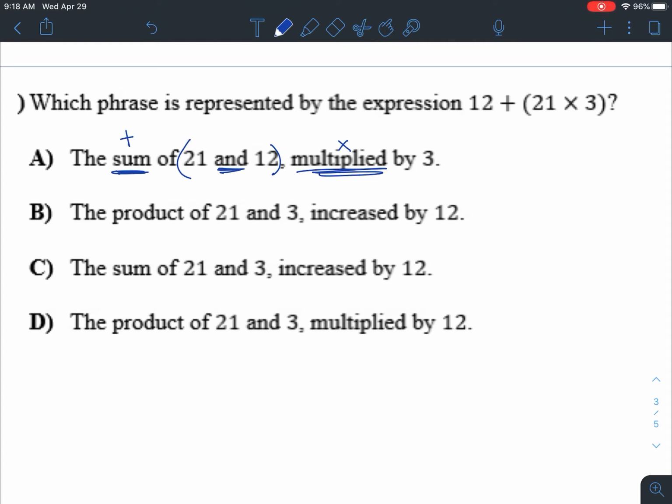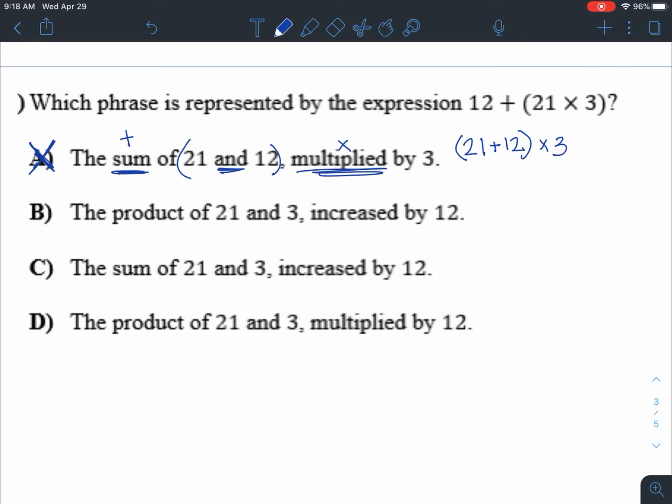Let's put this all together to see what expression this answer choice would make. I know I need to add the 21 and 12 and put them in a grouping. So this would look like 21 plus 12. Then I would have to multiply by 3. Does that match our expression? Not quite. Let's go ahead and cross that out.